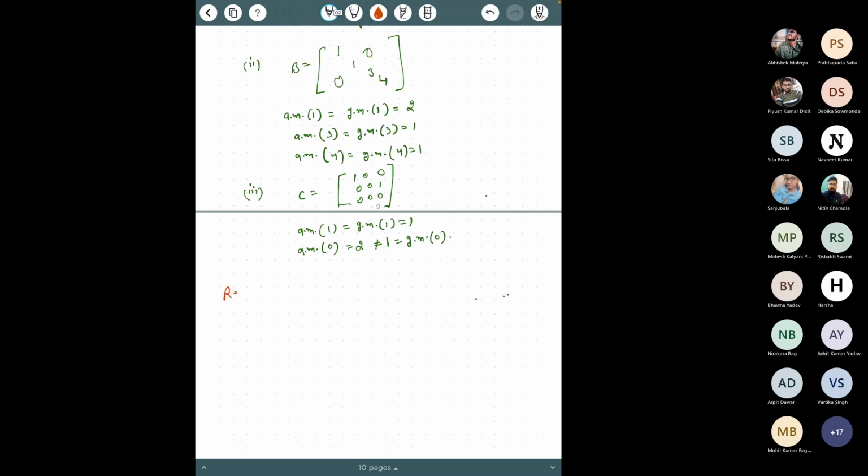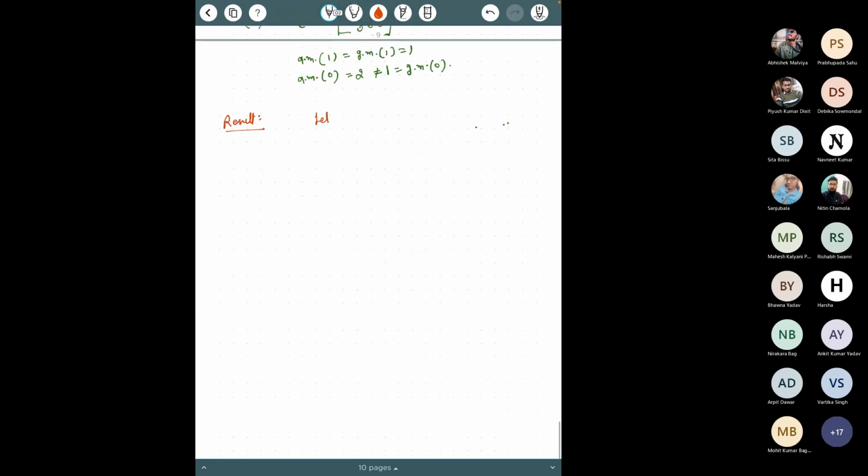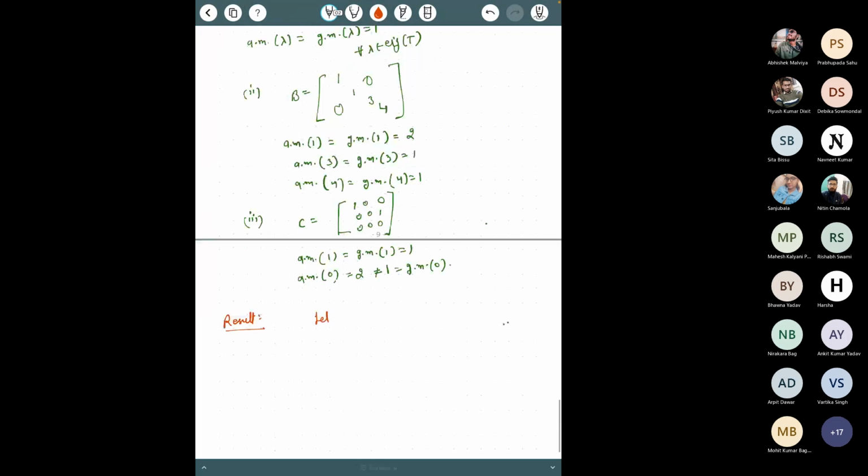Let me prove this for matrices, but a similar result can be obtained for operators also. Let A be an n cross n matrix and lambda be an eigenvalue of A, then the algebraic multiplicity of lambda is always greater than or equal to the geometric multiplicity of lambda. This you can prove. So I have only 5-6 minutes. The proof is not difficult.